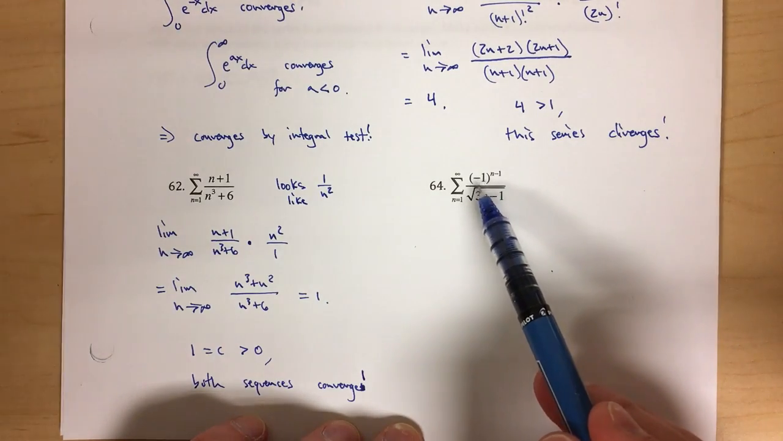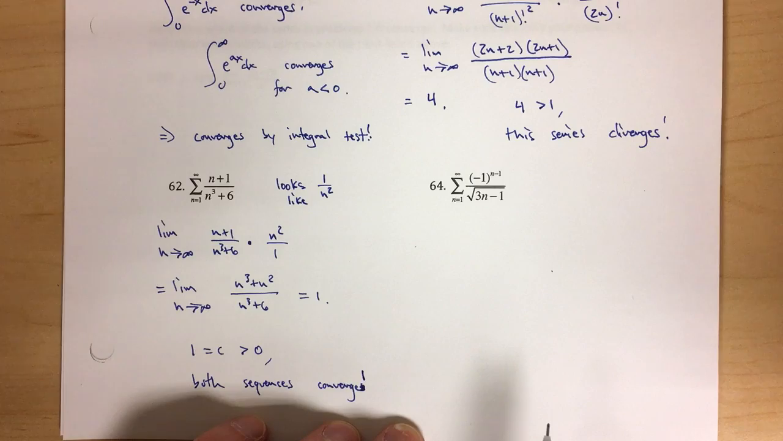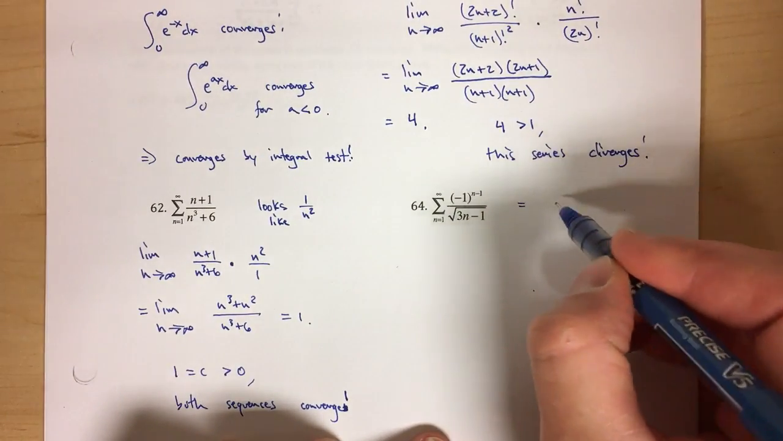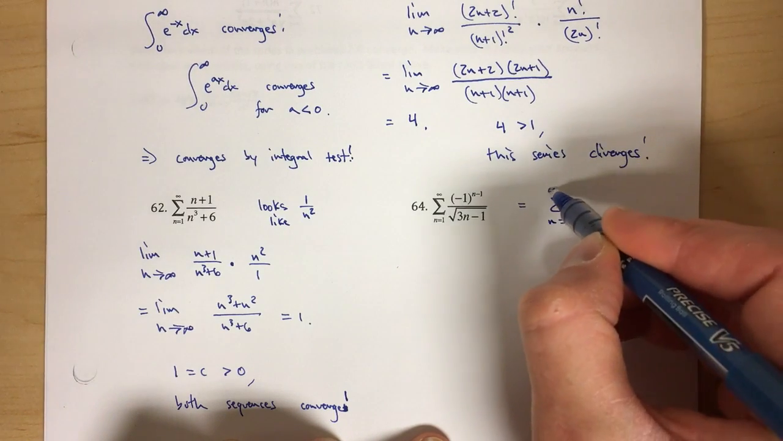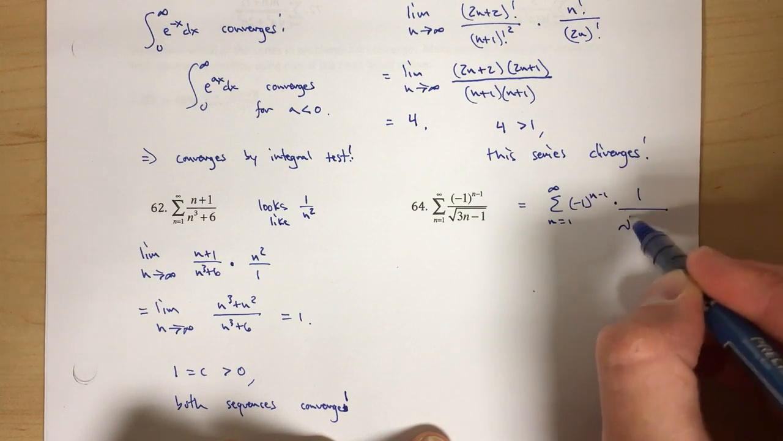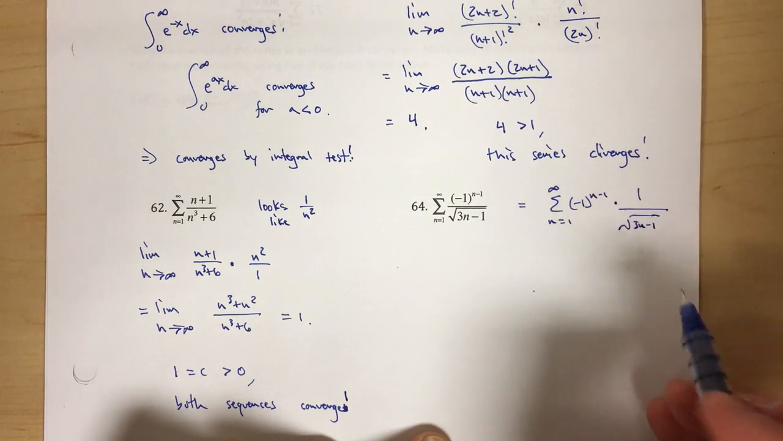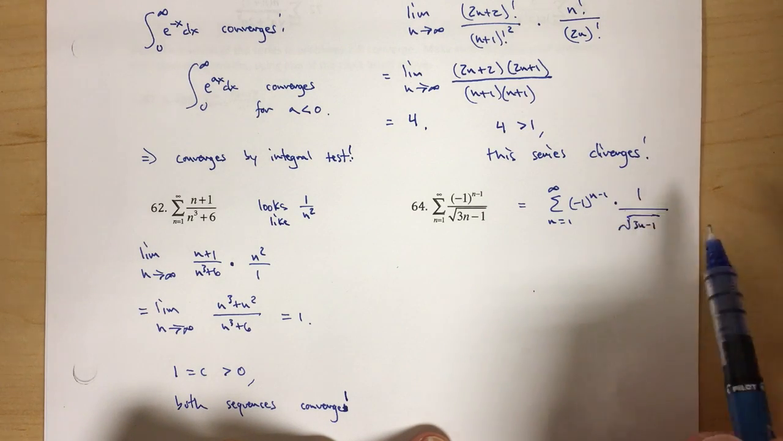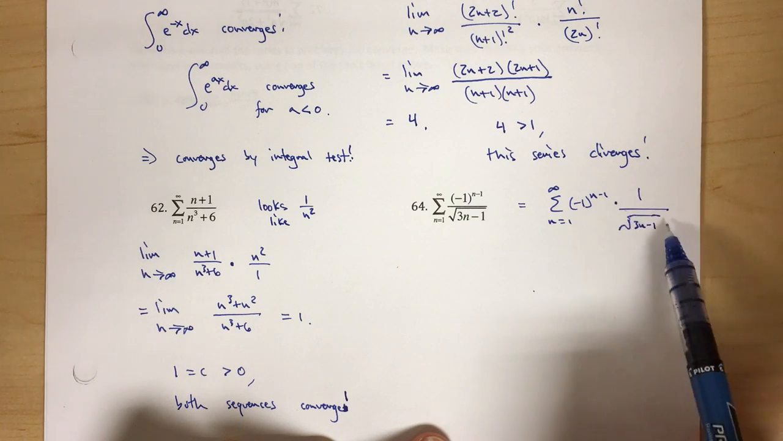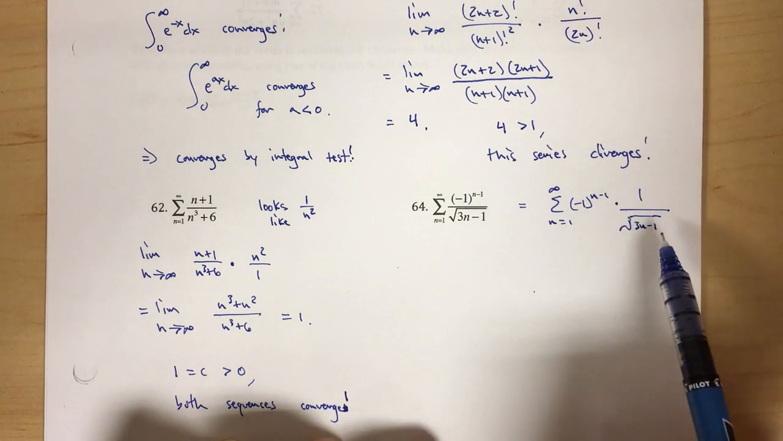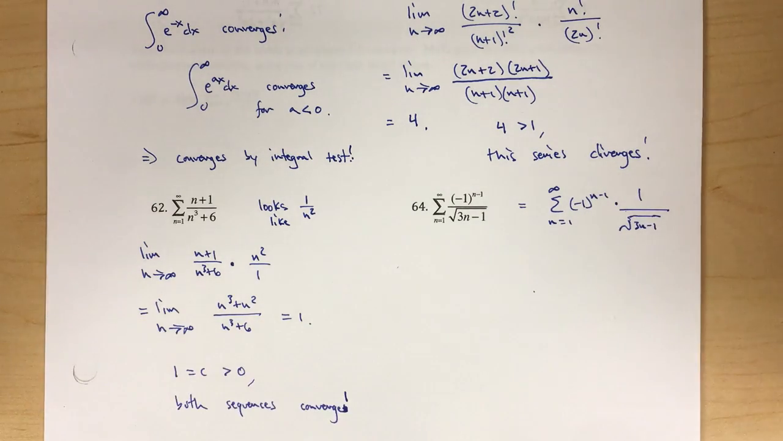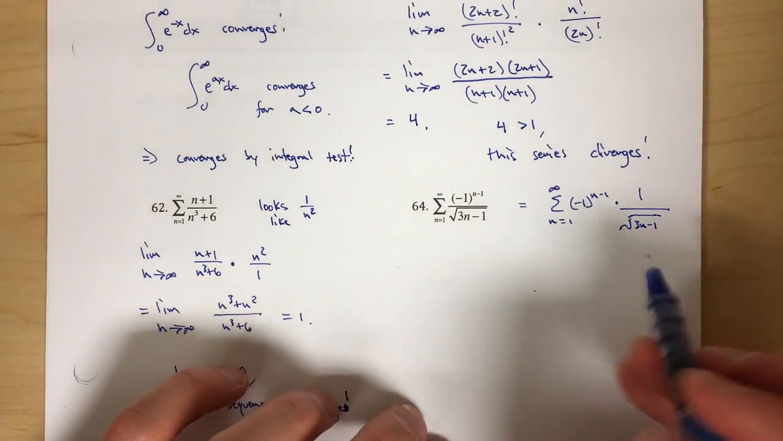Now 64, when I see this negative 1 to the n minus 1, I think, man, that looks like an alternating series. This is really the sum from n equals 1 to infinity of negative 1 to the n minus 1 times 1 over the square root of 3n minus 1. So the alternating series test tells us if this piece of the sequence heads towards 0 and is decreasing, then this oscillating business will make the negative stuff eat up the positive stuff and will basically mean that it converges.